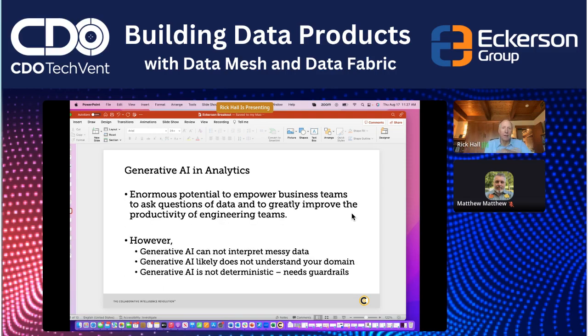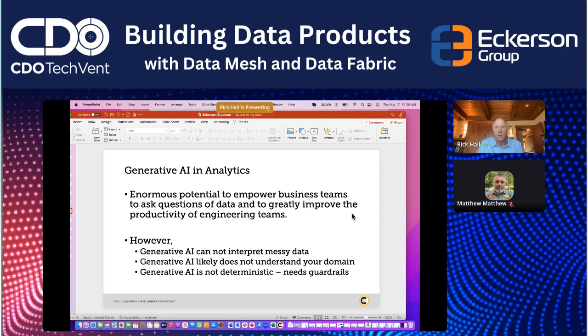Now, generative AI and analytics. It does have enormous potential, and I'm going to show you some things that we're doing today. It's going to allow business people to ask questions of data in a natural language way and greatly improve their results. And it's going to enhance the productivity of engineering teams. However, if we don't have quality data to start with, then generative AI is really not going to solve our problem. We talked about this a little bit in the last session. It's really critical that we get the data right if we're going to apply generative AI to it.